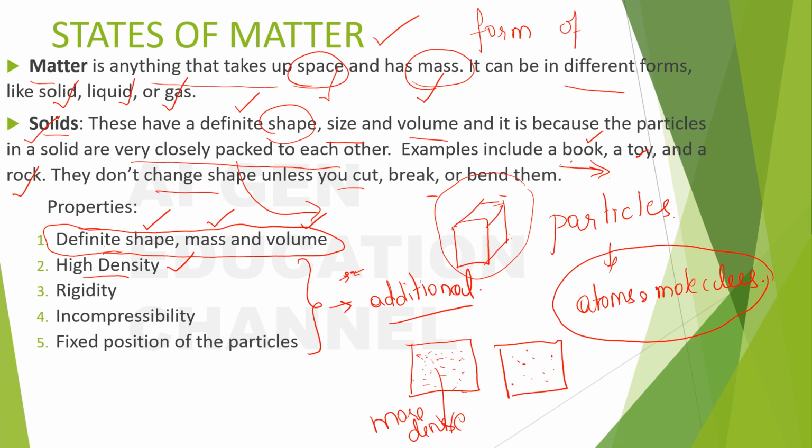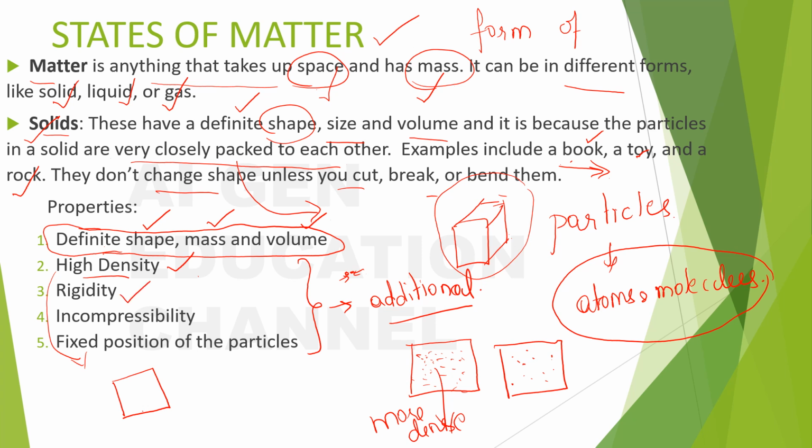So solids will have high density, and because of this, for a given volume you will find that solids are heavier as compared to liquids and gases. Maybe this is a bit difficult for you to understand at this level. You can just say that solids have high density as compared to liquids and gases.